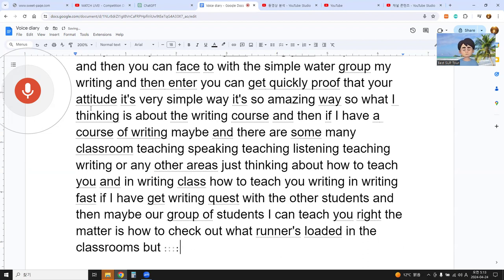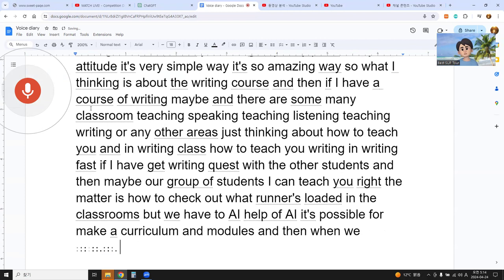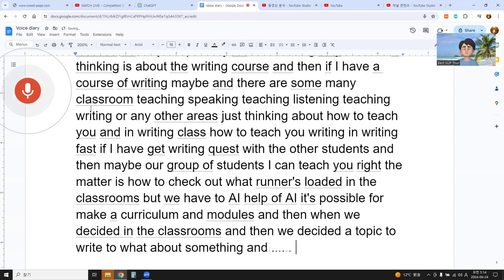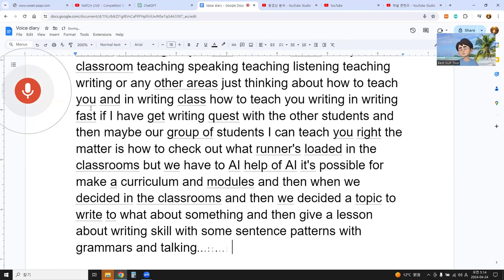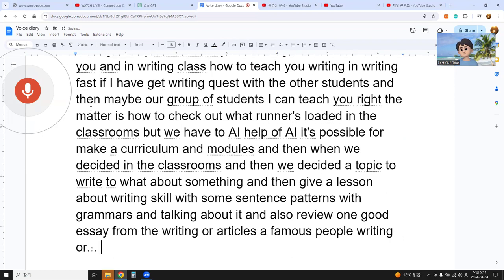But with the help of AI, it's possible to make a curriculum and modules. Then in the classroom, we decide on a topic to write about, and give a lesson about writing skills with some sentence patterns and grammar, and talk about it. We also review one good essay or article, from famous people or from a newspaper.